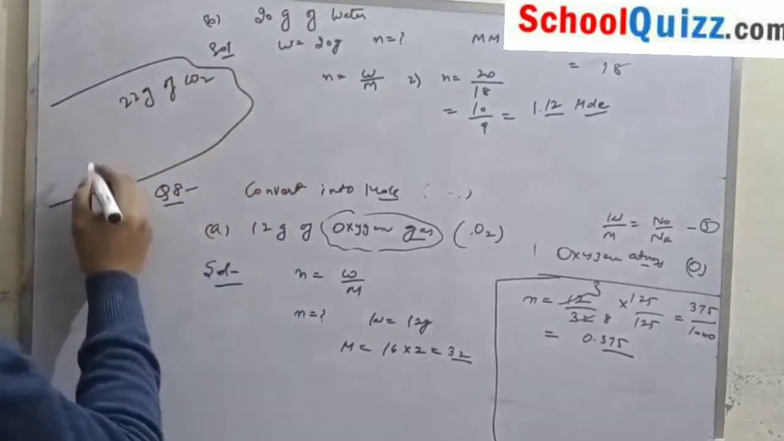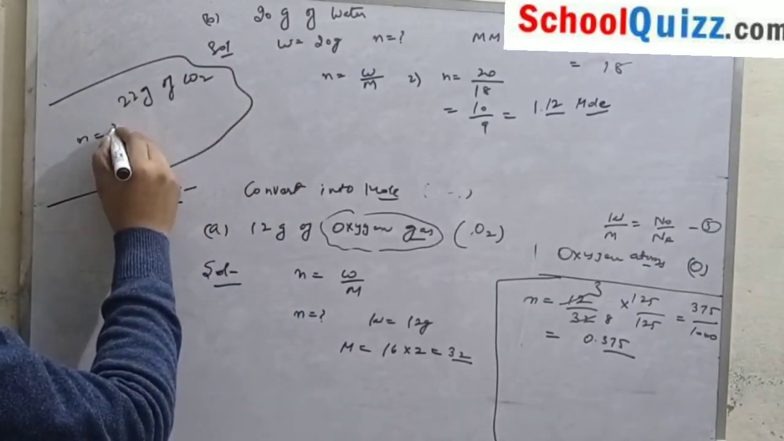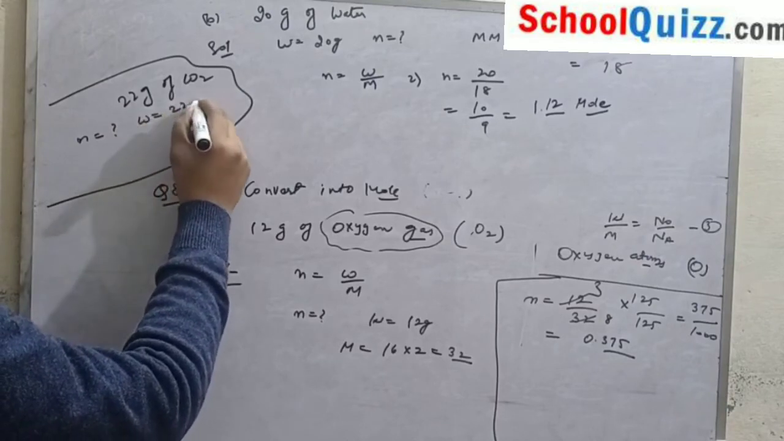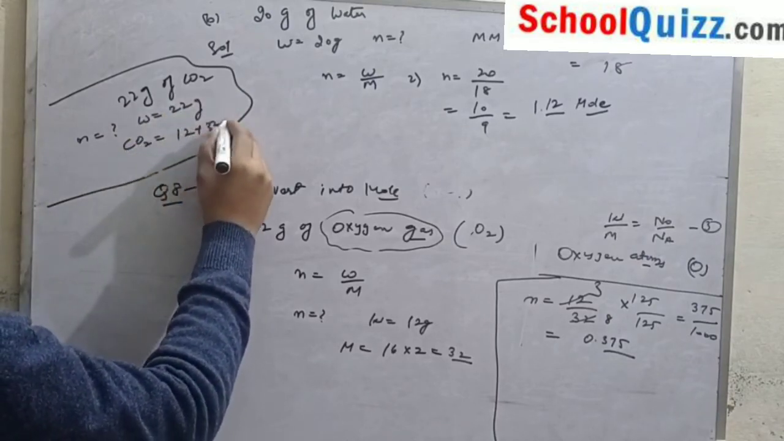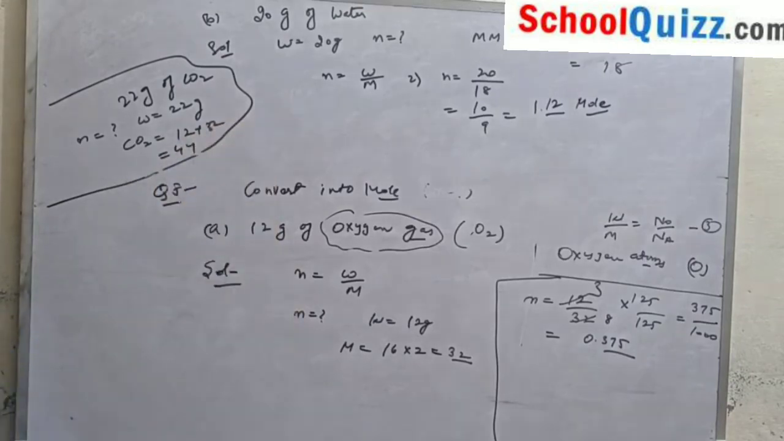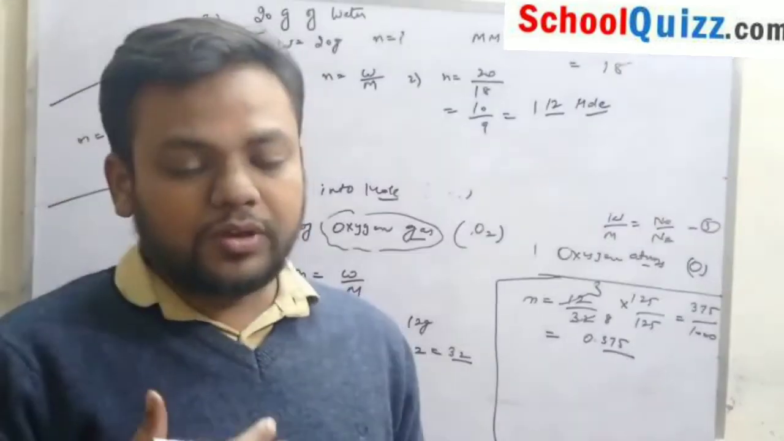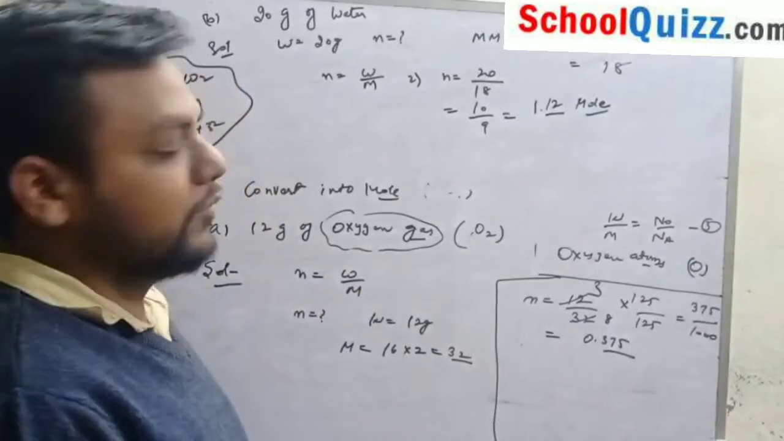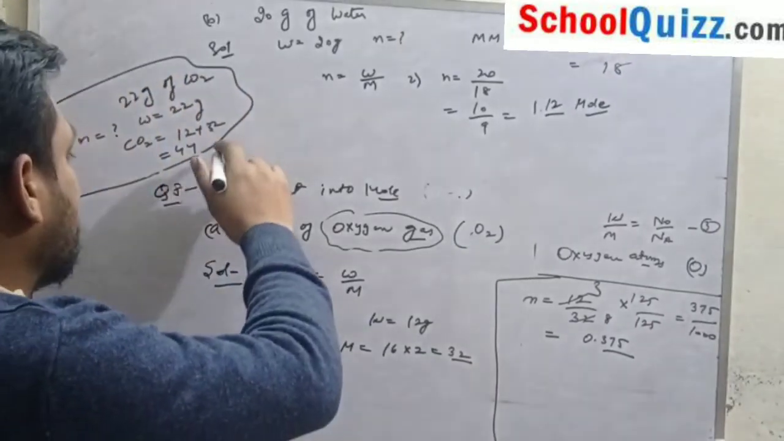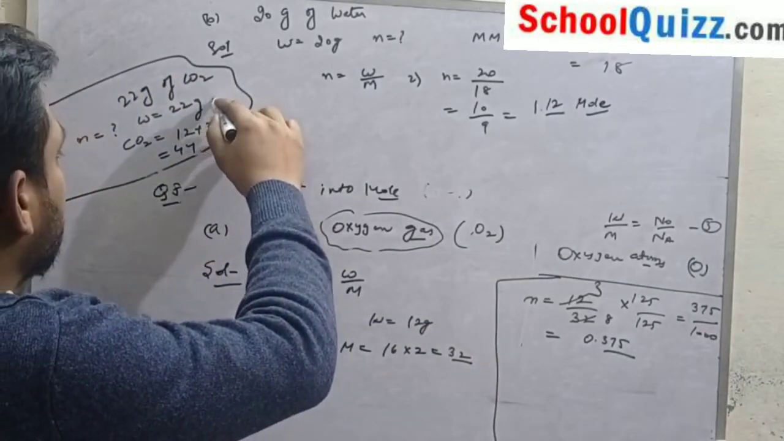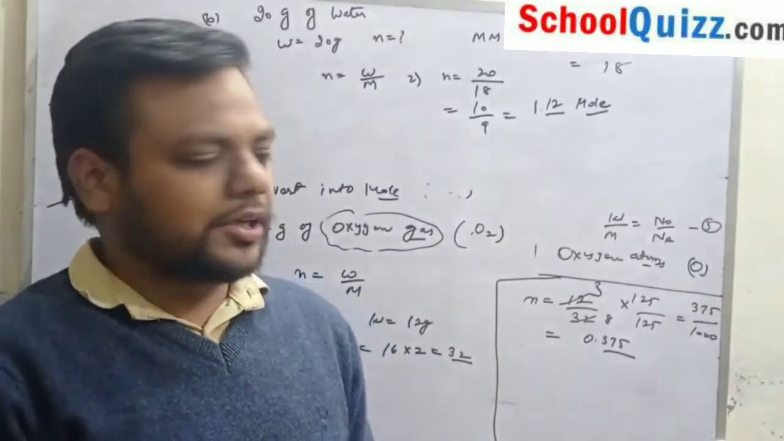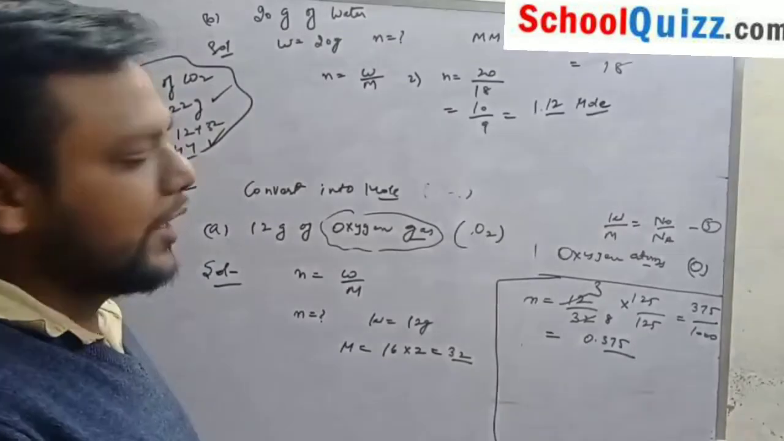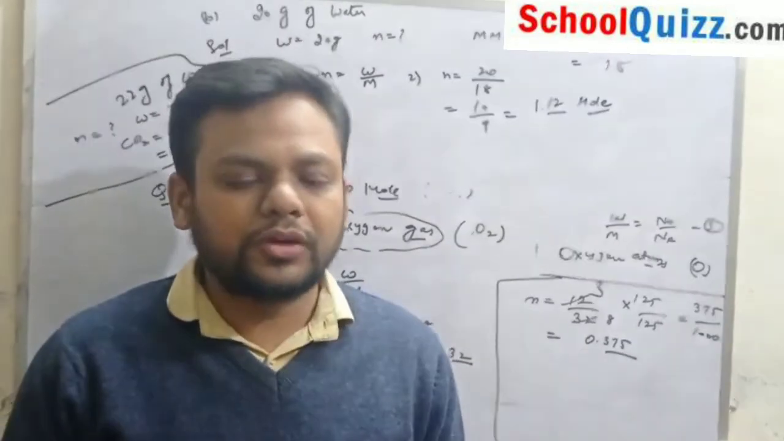Very simple question. I will give you a hint: the weight is given, 22 gram, and the CO2 molecular mass will be 12 plus 32, that is 44. Now you will solve that. I have given you the molecular mass and the weight. You have to divide and get the answer. So I hope you will try yourself.